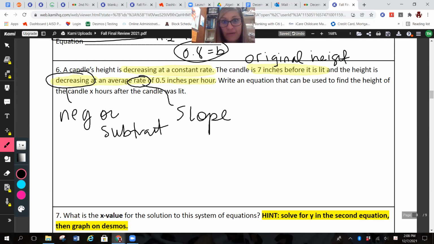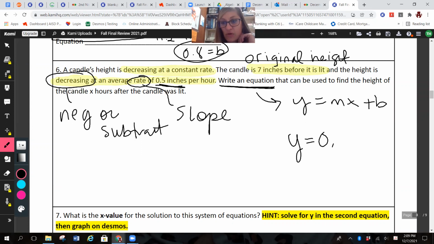Write an equation. What? Write an equation? Oh, y equals mx plus b. That can be used to find the height of the candle x hours after it's lit. The height of the candle x hours after it's lit. All right, well, we know m is slope, and slope is the rate, and the rate is 0.5. So y equals 0.5x. And we need the b. The b is the y-intercept. The b is the original height. The original height is 7, so plus 7.